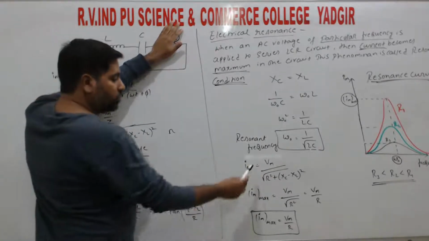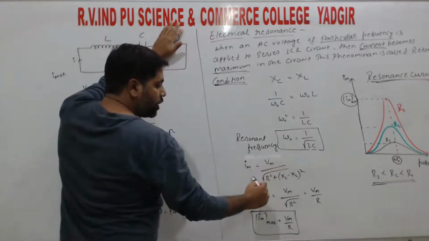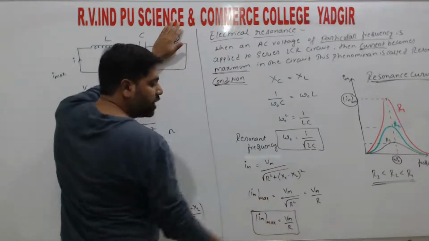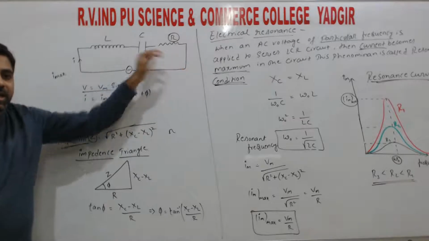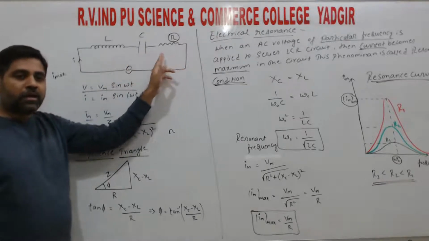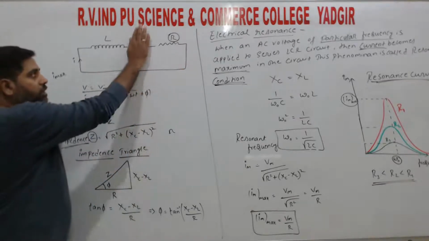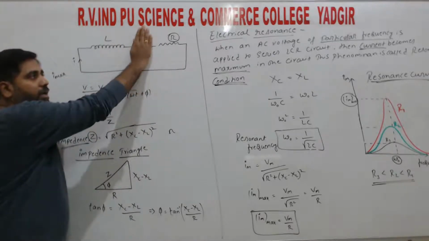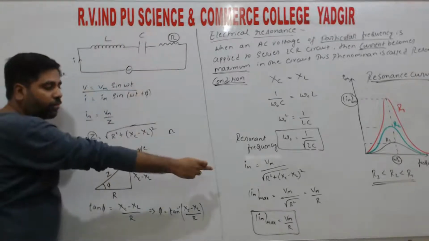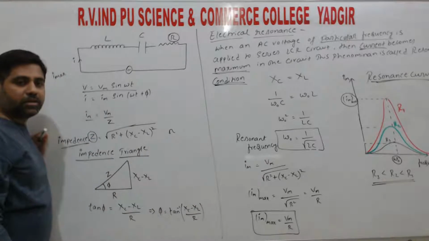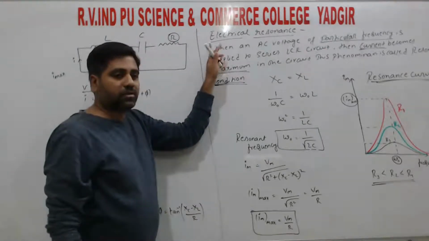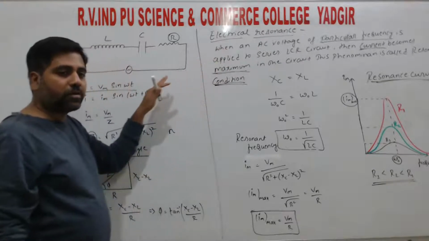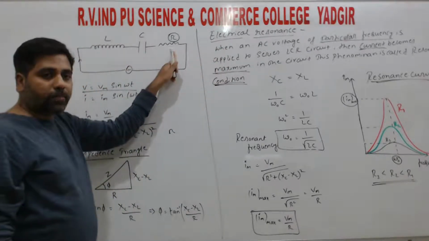So understanding this, this condition must be satisfied. I maximum is equal to Vm divided by R, so that should be the series LCR circuit. So we must have all three components. If we consider only the inductor and resistor, then also we won't get the maximum current in the circuit, right? So this is about the electrical resonance. For electrical resonance, all three components must be present.